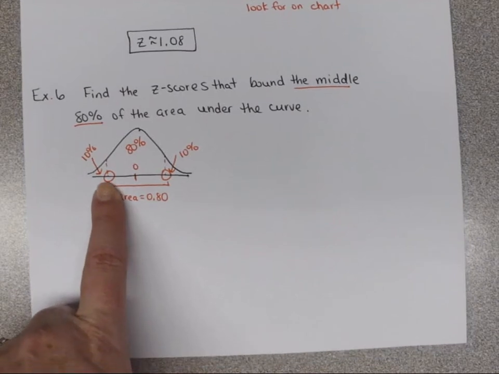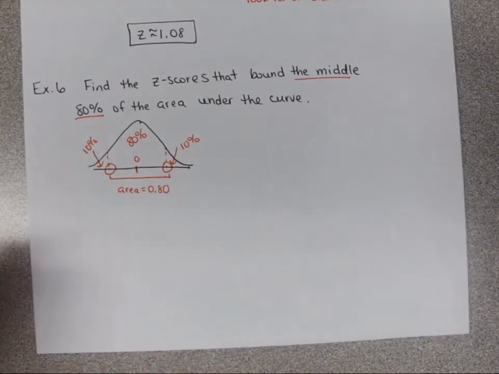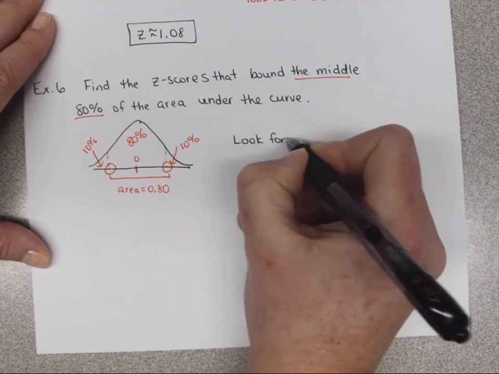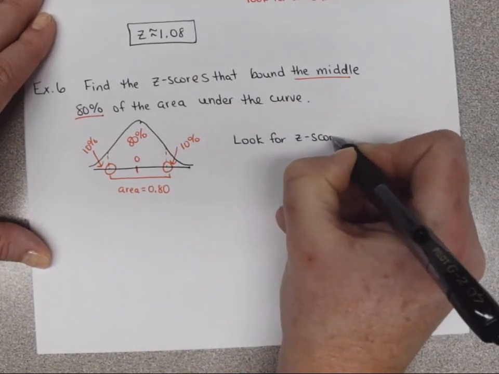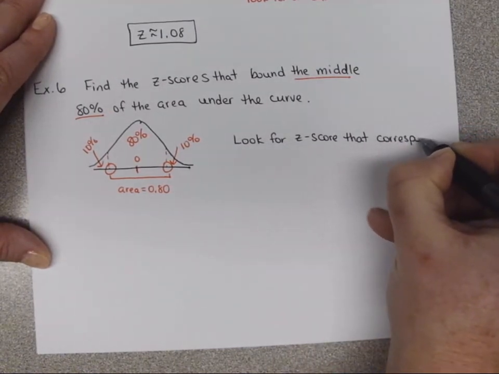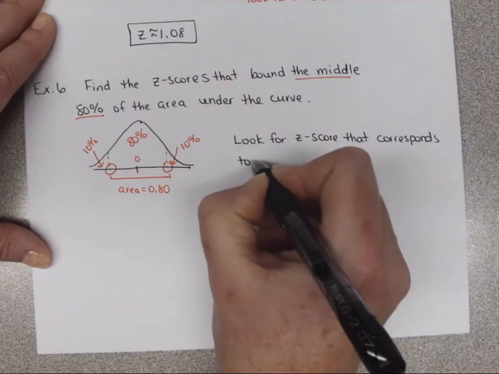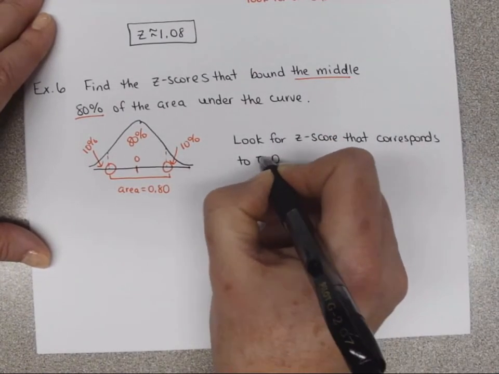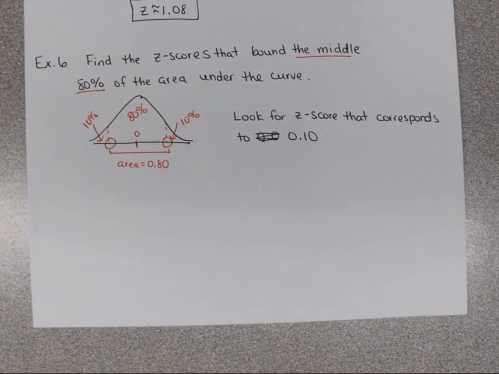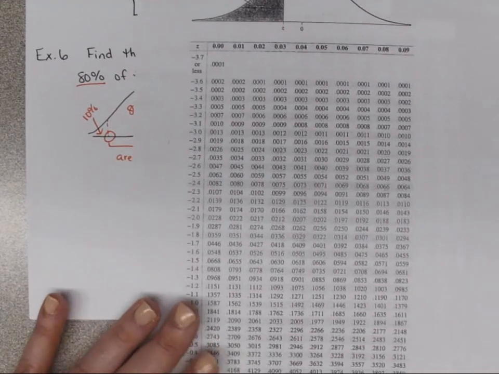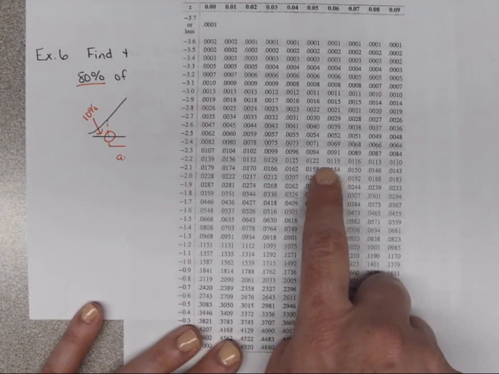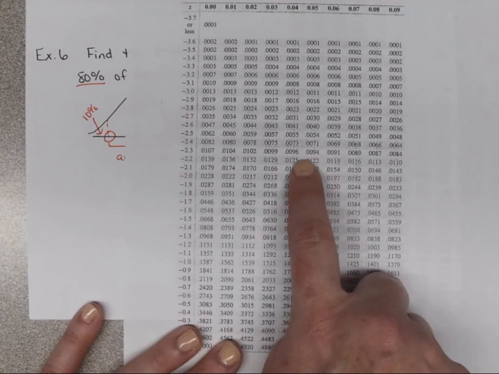So notice if I draw this picture, what I'm looking for is the z-score that corresponds to 0.10, because the chart normally reads less than, okay? So I actually need to find 0.10. Notice that's going to be a negative. That shouldn't shock us. So we need to find the closest thing to 0.10. So here's like 0.11.